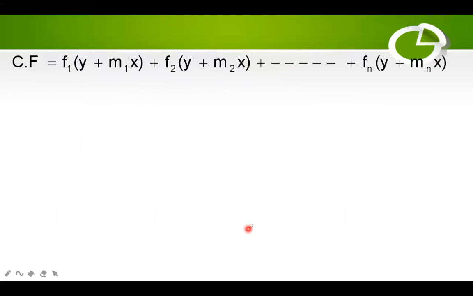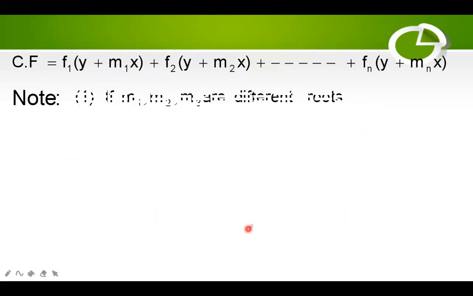Now suppose there are 3 roots. If these 3 roots are different, that means real and distinct, or imaginary, we use the same formula. So you can write f1(y + m1x) + f2(y + m2x) + f3(y + m3x).